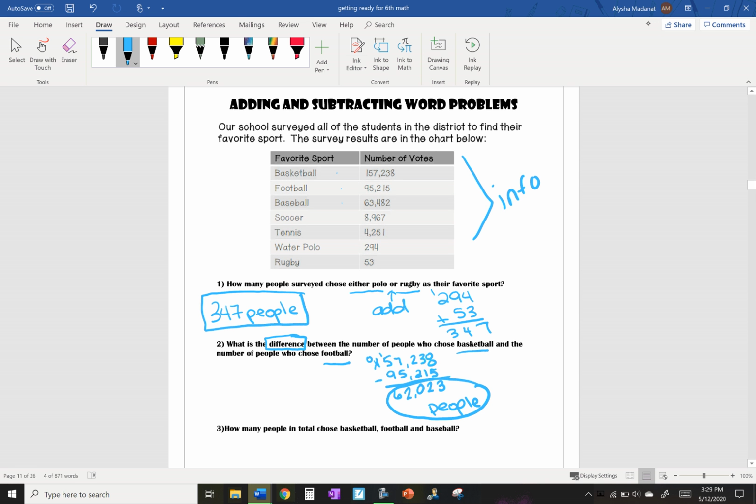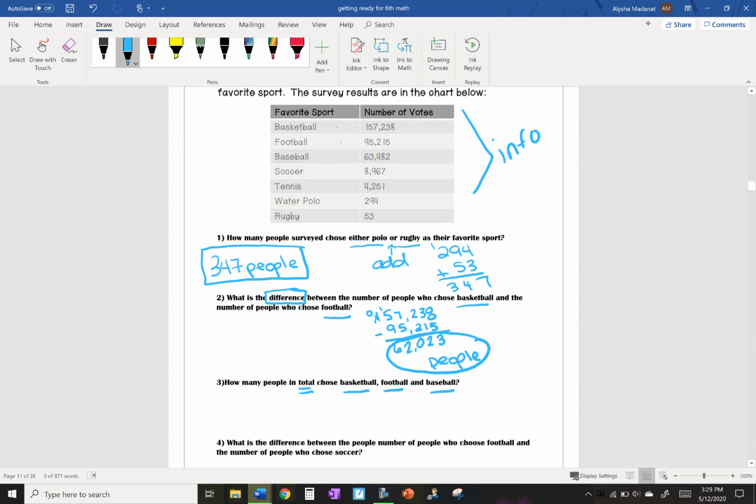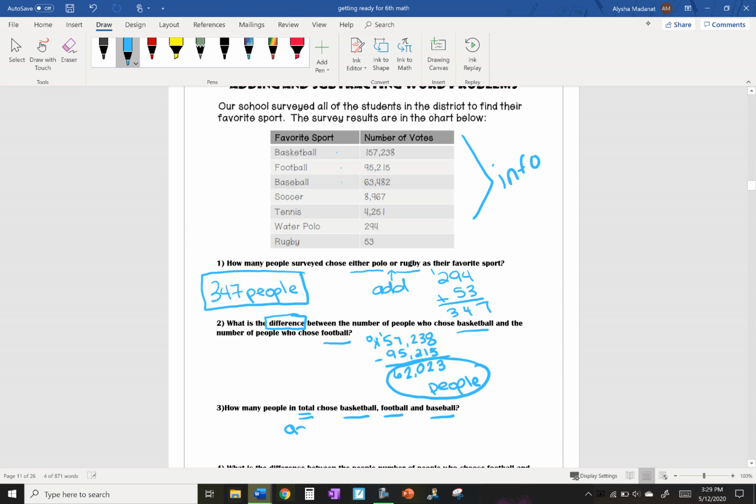And then, how many people in total chose basketball, football, and baseball? Because they want to know in total, you're going to add all 3 sports. So we're going to do 2 at a time. Now we're going to use our basketball again, and we're going to add football to that, using the same 2 numbers we used at number 2, except now you're adding. So 8 plus 5, so 8, 9, 10, 11, 12, 13, carry your 1. 3 plus 2 is 5, 2 plus 2 is 4, 7, 8, 9, 10, 11, 12, carry your 1. 10 plus 5 is 15, carry your 1 is 2.